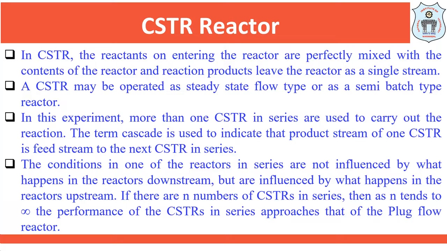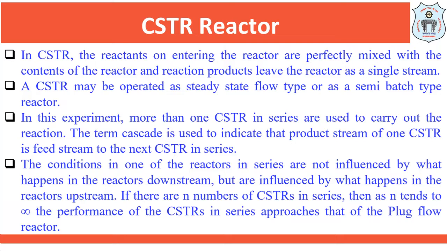The conditions in one reactor in series are not influenced by what happens in the reactor downstream, but they are influenced by what is happening in the previous reactor, or the reactor which is upstream to that particular reactor. So we can even have n number of CSTRs arranged in series. When n tends to infinity, the performance will be equivalent to that of a plug flow reactor. That's why we even have a mathematical model. When you learn, you will be studying the CSTR in series model, where when n tends to infinity, we have a plug flow reactor, and when n is 1, we have a single CSTR.